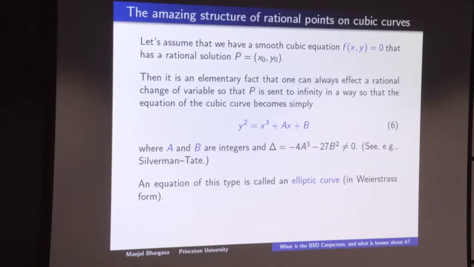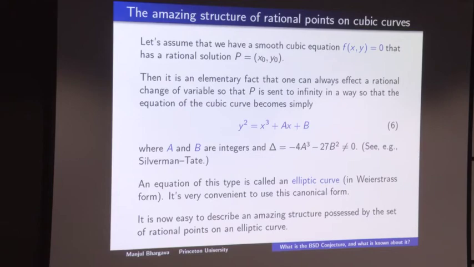And so an equation of this type is called an elliptic curve in Weierstrass form. And it's very convenient to use this canonical form because there are very few coefficients around. It's a very, very simple form of a general cubic equation with a rational solution. And once we have the equation in this form, it's now very easy to describe this extra special structure I was telling you that cubic equations possess. The rational solutions, as I said, don't just form a set, but they form a set with this extra structure of addition.